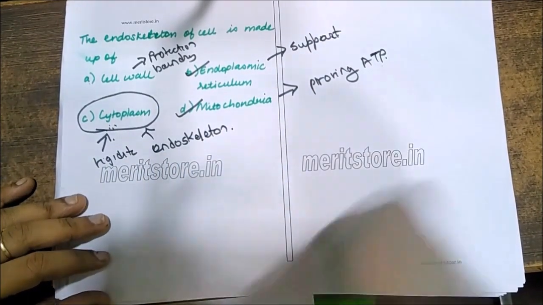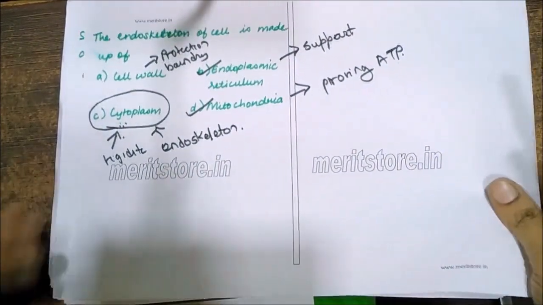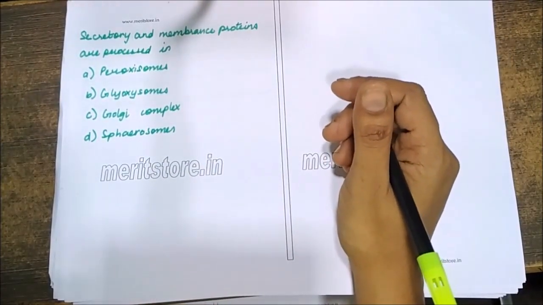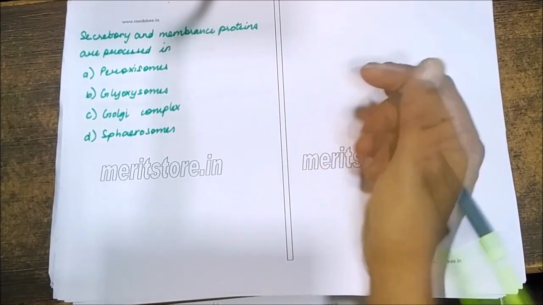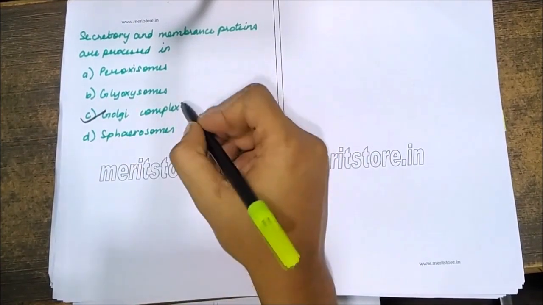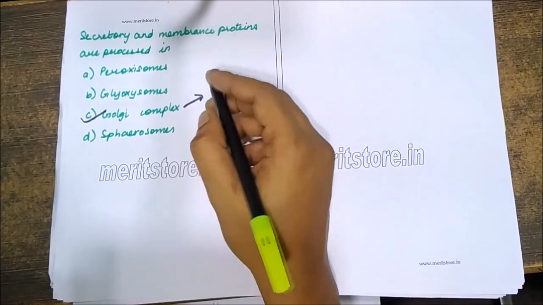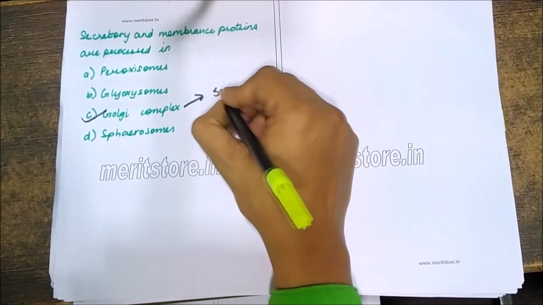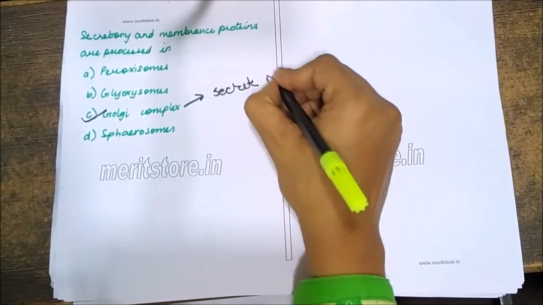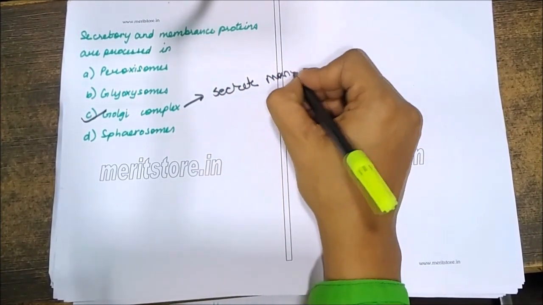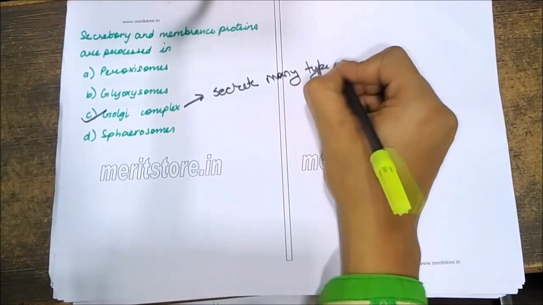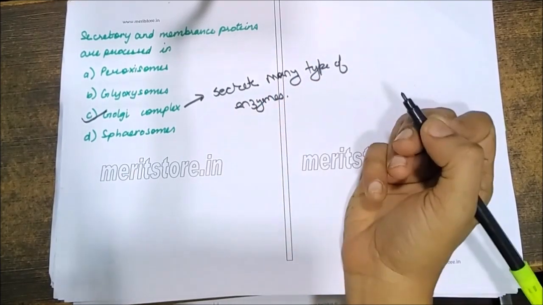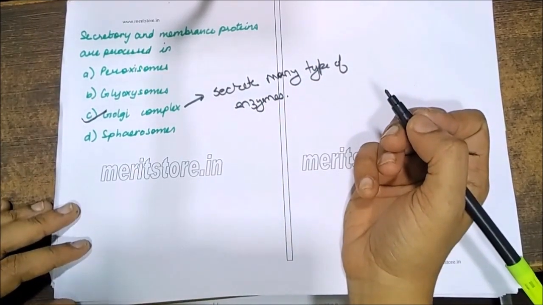Next, secretory and membrane proteins are processed in. The option is Golgi complex. See, Golgi complex or Golgi apparatus, they secrete many types of enzymes. Alright, so the correct option is C.